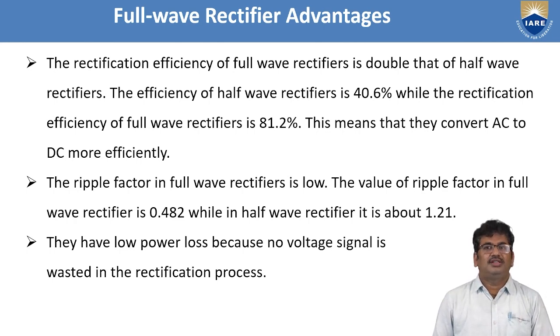They have low power loss because no voltage signal is wasted in the rectification process for the full wave rectifier, whereas in the half wave rectifier only the positive half cycle is rectified, while the negative half cycle is wasted. Whereas in the full wave rectifier with the center tap transformer, for the positive half cycle the upper circuit is rectified, while for the negative half cycle the lower section of the circuit is rectified. So both cycles are used for rectification. So the power utilization is more in the full wave rectifier compared to the half wave rectifier.